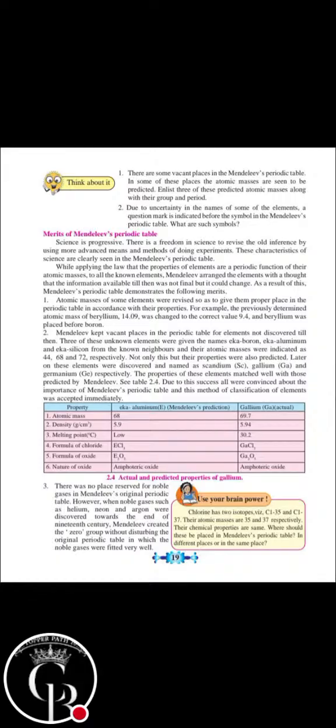Third, when noble gases such as helium, neon, and argon were discovered, Mendeleev created the zero group without disturbing the original periodic table, in which the noble gases were placed very well.